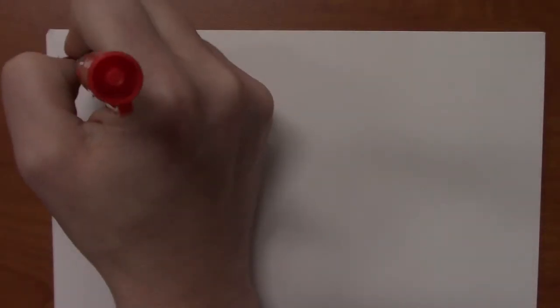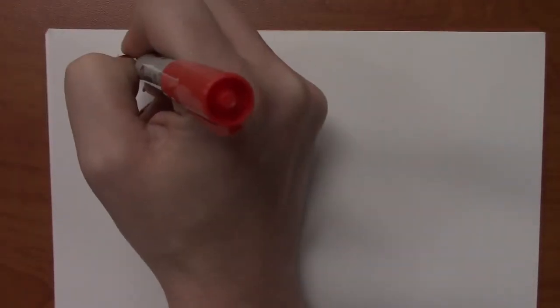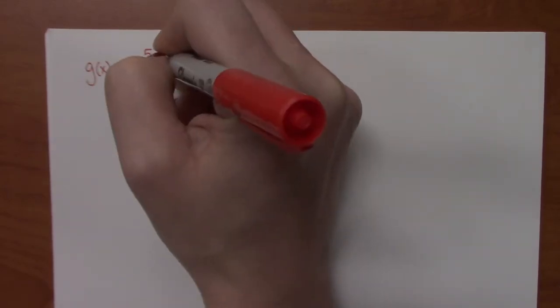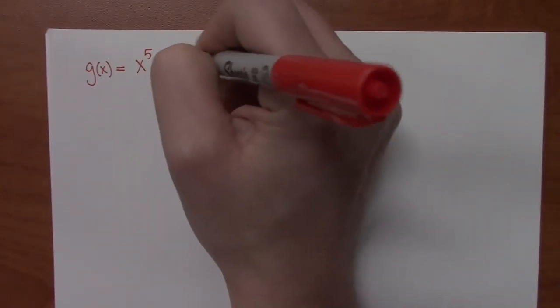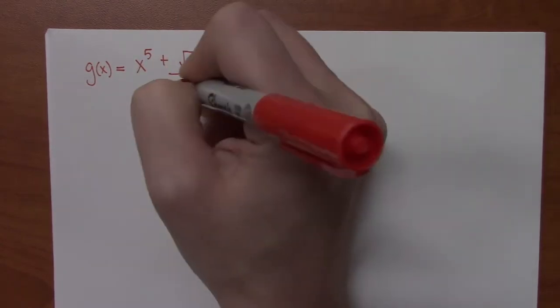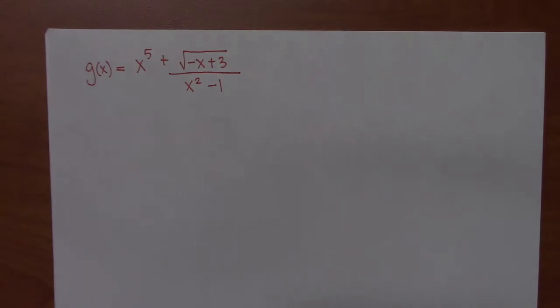But it was number 6 on the homework, and it threw some people for a loop. Yeah, here we go. Okay, so the function was this. And we wanted to find the domain of this guy.